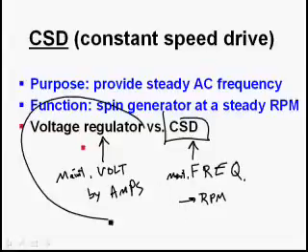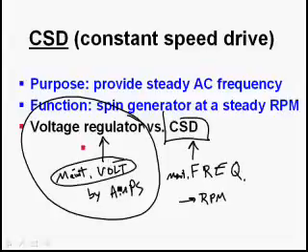So be careful. The voltage regulator is going to work identically in an AC generator, in an AC system, just like it does in a DC system. It's going to keep the voltage constant by varying the amp output. The constant speed drive is going to be completely in charge of maintaining that 400 hertz, that frequency in the system, and it's going to do it by keeping a steady engine RPM.